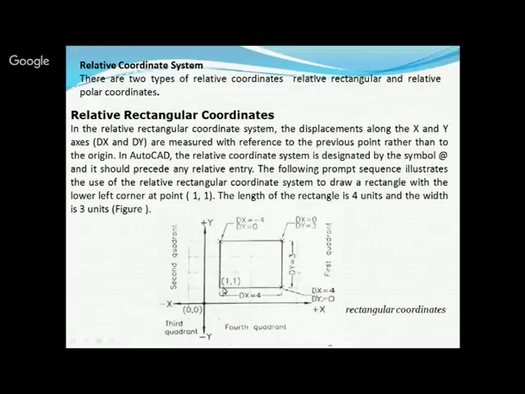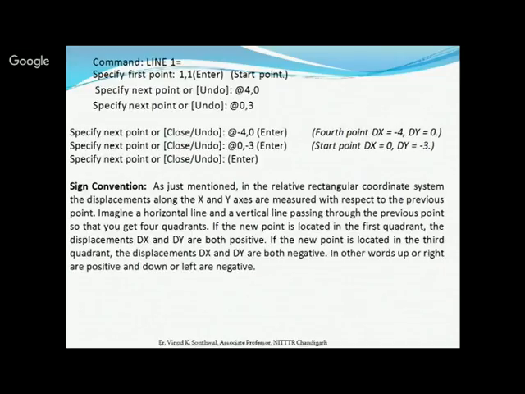You just see the sequences. I will show you in the PPT. You just see the sequence, please. We have given the command line, and then we have entered the start point of our drawing. So our start point is 1, 1. Then we are going to specify the next point. The next point we have given as @4, 0. So our x is 4 with respect to the initial point, that is 1, 1, and y is 0.